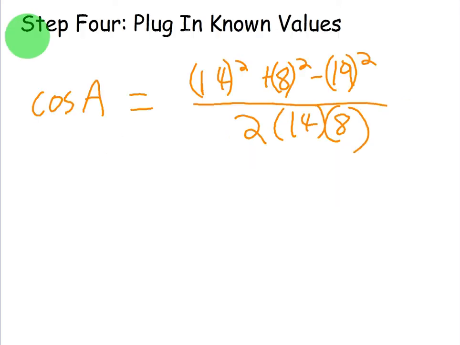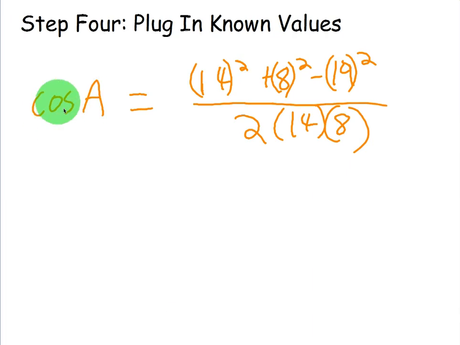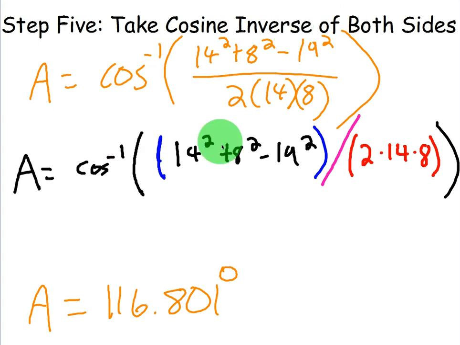So let's go ahead and plug this stuff in for step 4. It will be cosine of big A equals 14 squared plus 8 squared minus 19 squared over 2 times 14 times 8. We now need to get A by itself. So that's how we take the cosine inverse of both sides. That way it will cancel the cosine here on the left, and we'll have cosine inverse of all this stuff. And this is what we get. I will show you how to plug this into your calculator, and that will give us our angle.